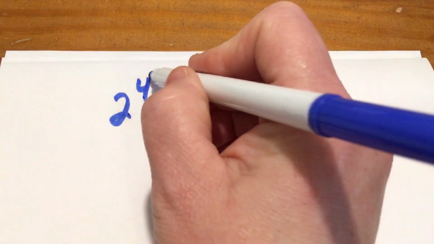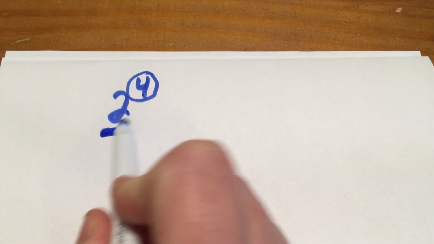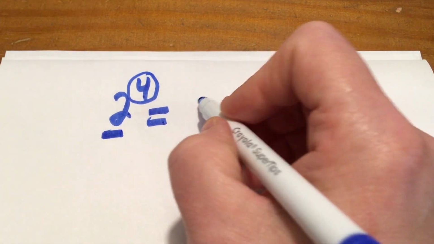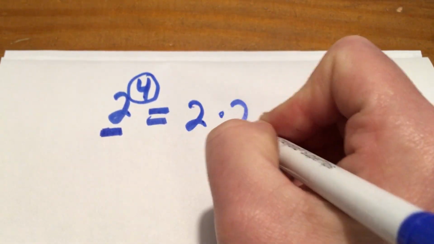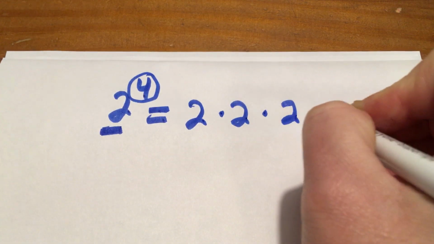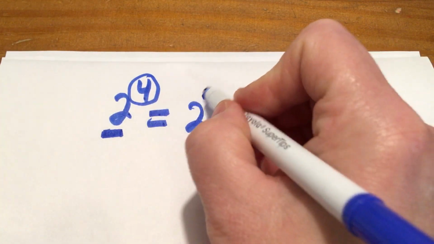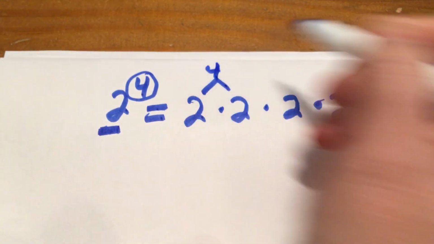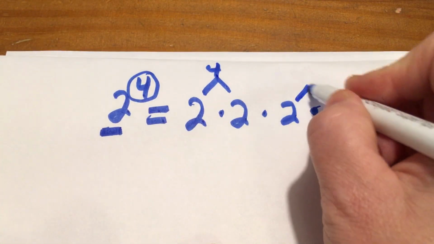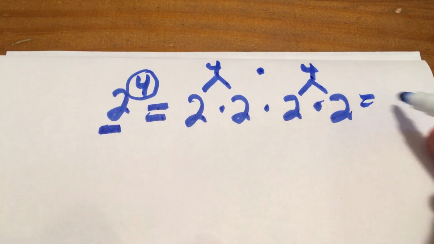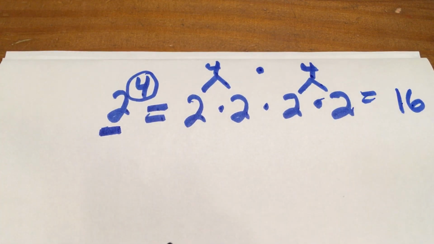Okay, let's do a couple more practice items. Let's do 2 to the fourth power. The exponent of 4 tells me to multiply the 2 by itself how many times? 4. 2 times 2 times 2 times 2. What does that equal? 2 times 2 is 4. 2 times 2 is 4. 4 times 4 is 16.